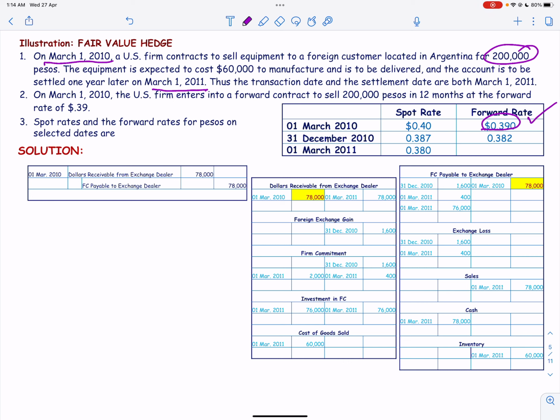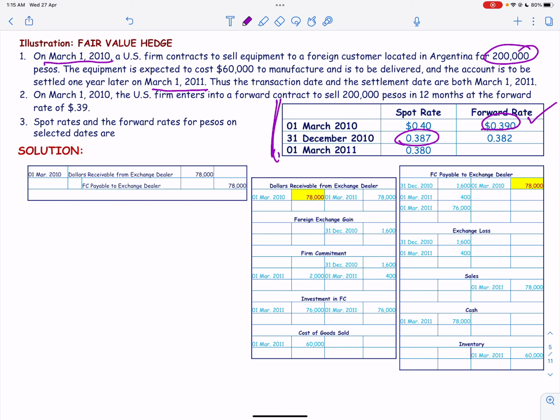The spot rate and the forward rate for pesos on selected dates are given over here. On 31st December, the spot rate is 0.387, and this has no relevance in a fair value hedge, as the spot rate has nothing to do with the transaction, as the transaction doesn't take place until 1st of March 2011.